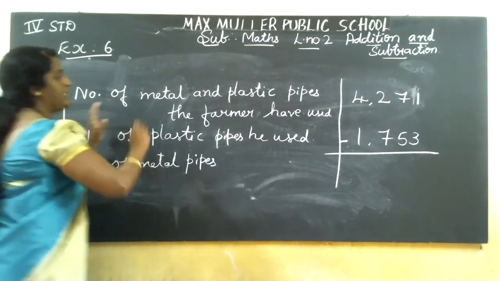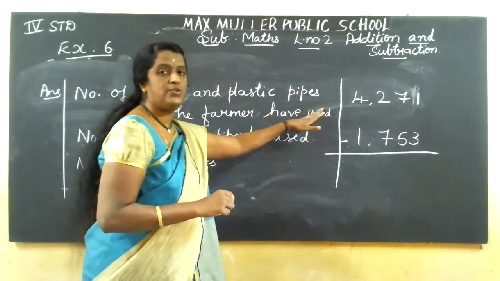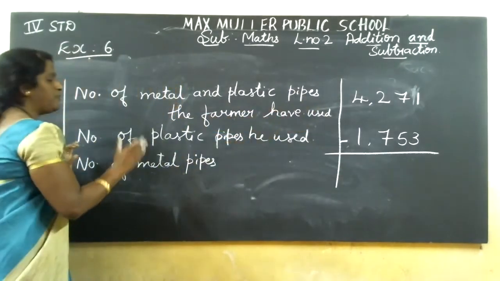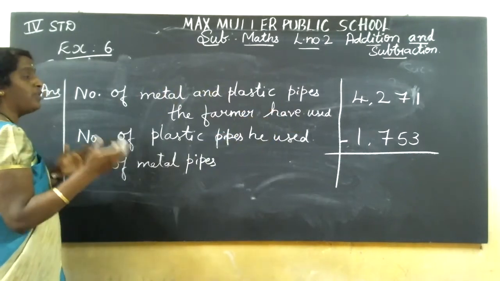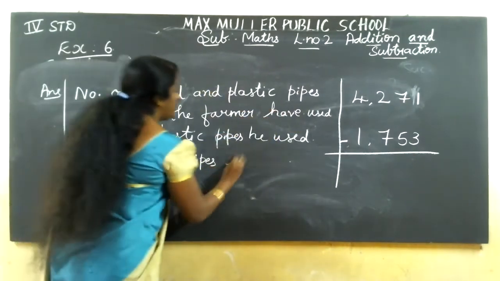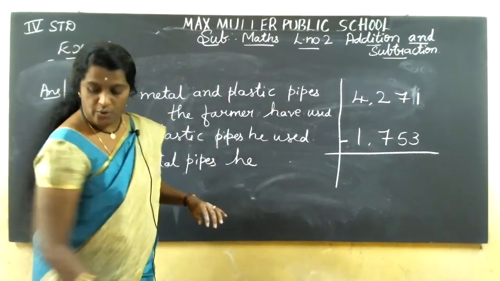Yes, the number of metal and plastic pipes the farmer has used is 4,271. The number of plastic pipes he used is 1,753. So we want the number of metal pipes he has used. How much has he used?